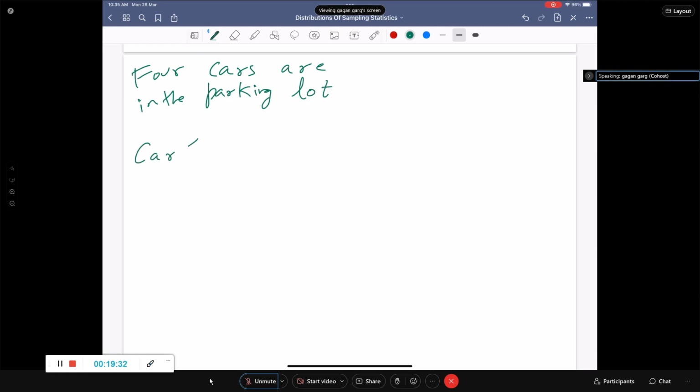In car 1, 4 people came. Car 2, 4 people came. Car 3, 2 people came. Car 4, 1 person came. How many people are there on an average per car?